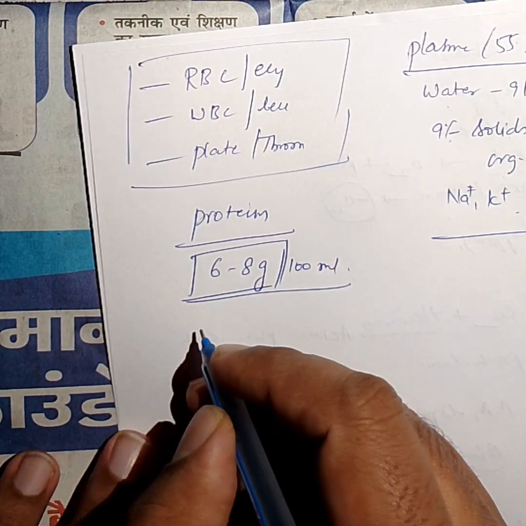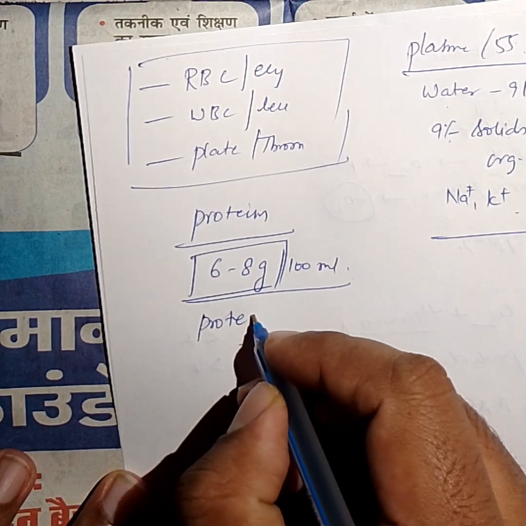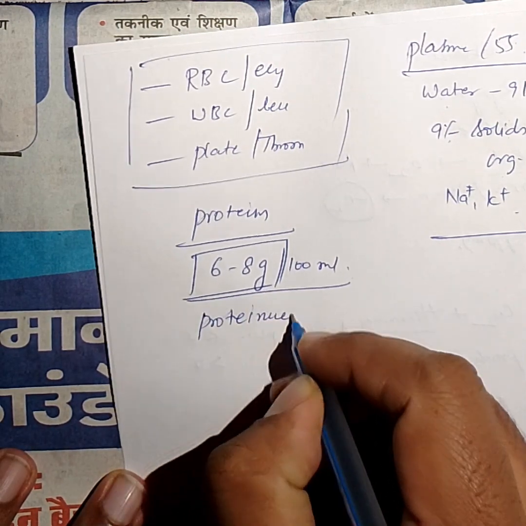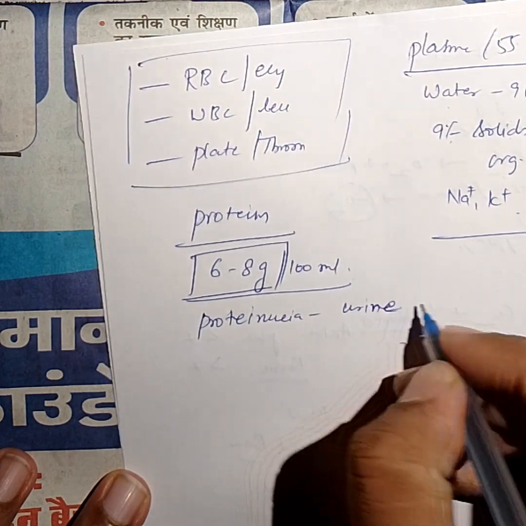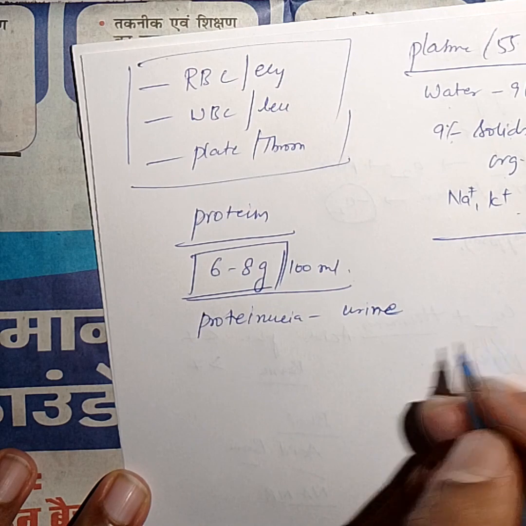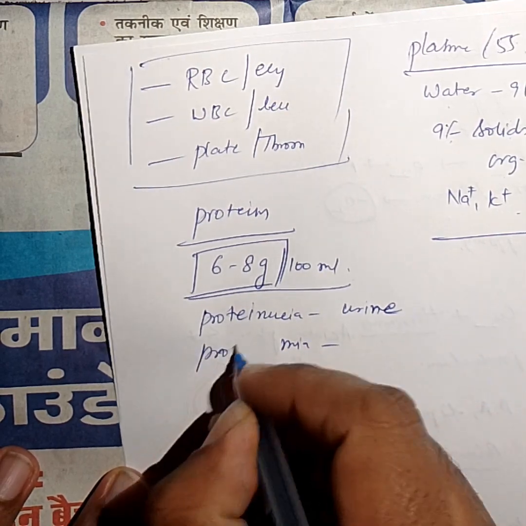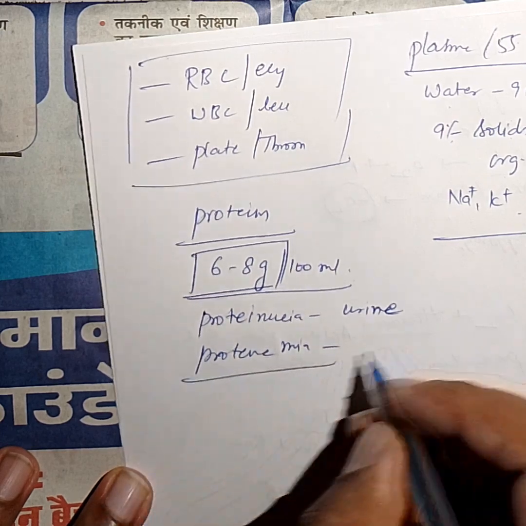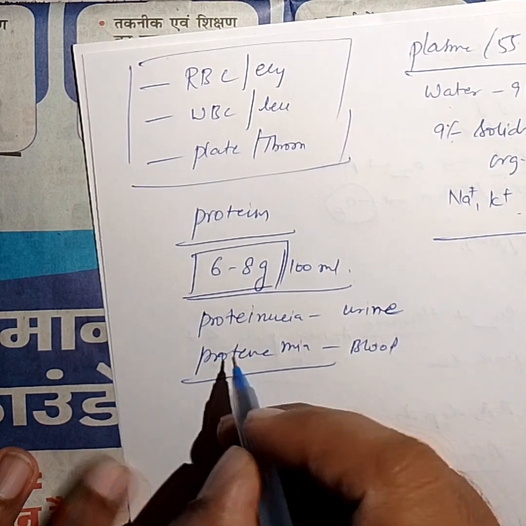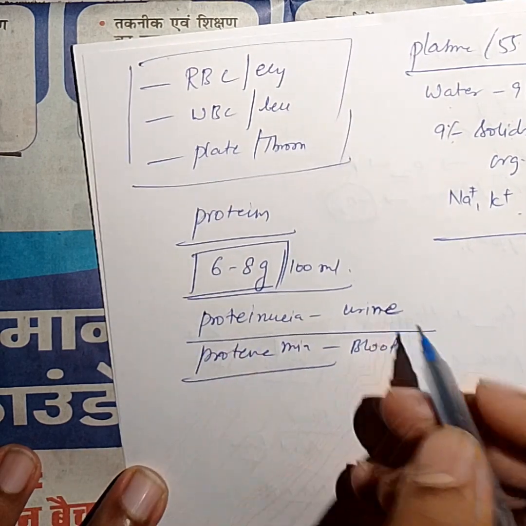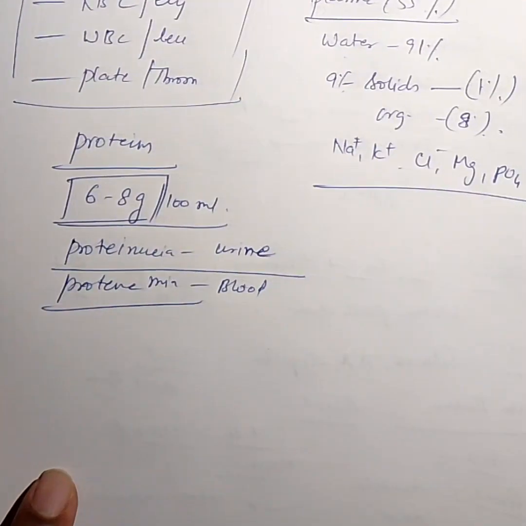So if there is an increase in the protein in the urine, we call it proteinuria. In the blood, if the protein is more, we call it proteinemia. Mia refers to blood. If in the urine protein is more, we call it proteinuria. If in the blood protein is more, we call it proteinemia.